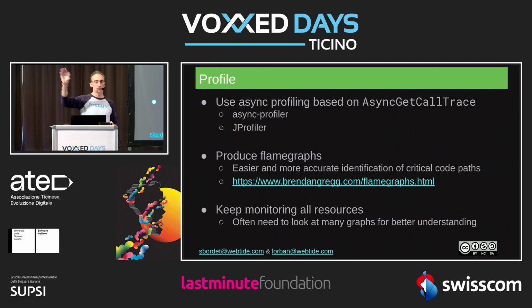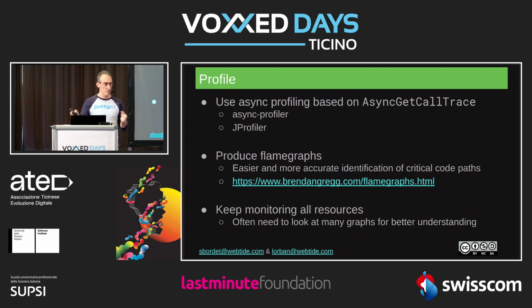So who knows what a flame graph is? Kind of a show of hands for the audience. That's good. Basically, a flame graph is a graphical way to put all your data into a form that makes it visually very easy to understand what is the critical path that is consuming the most of your resources. And you can produce a flame graph for every resource type.